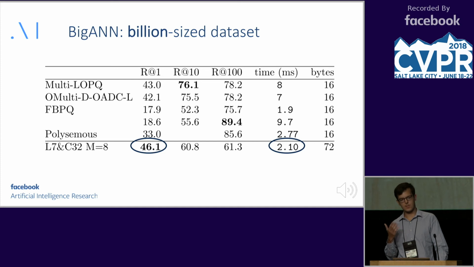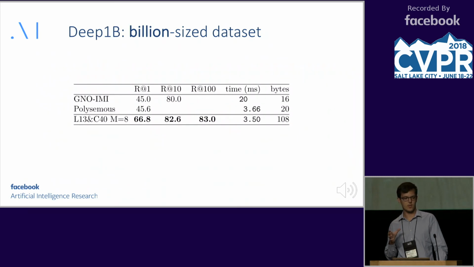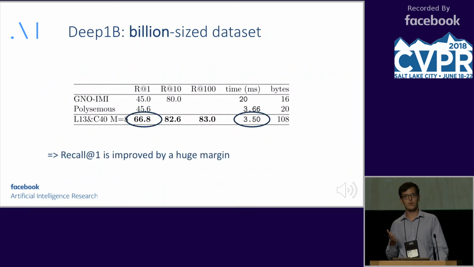And we also experimented on another data set, Deep1B, which consists of CNN descriptors. And on this data set, we improved the recall at 1 by a huge margin, while also having the fastest algorithm.